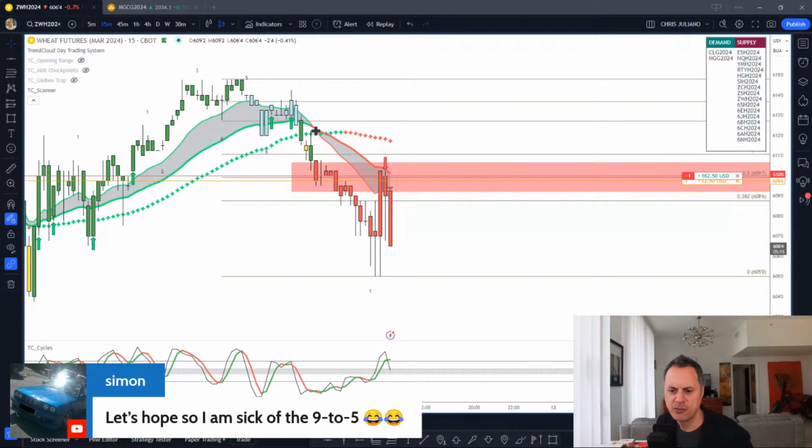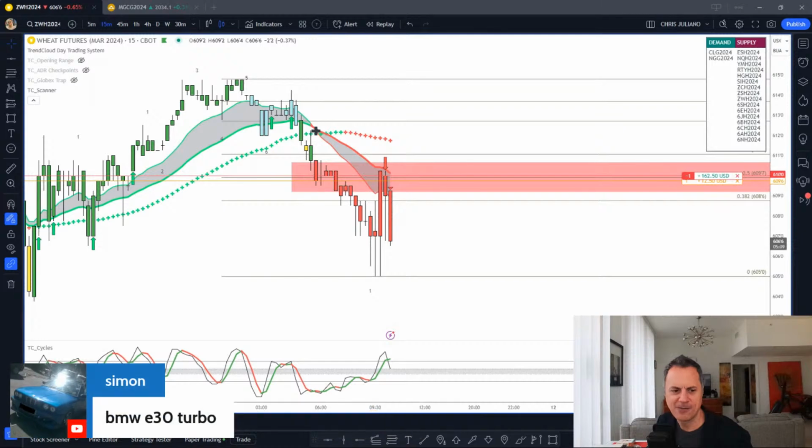Is that the Bronco? Is that one of those Ford Broncos? Oh, BMW E30 Turbo. Oh, wow. Oh, nice. Beauty.